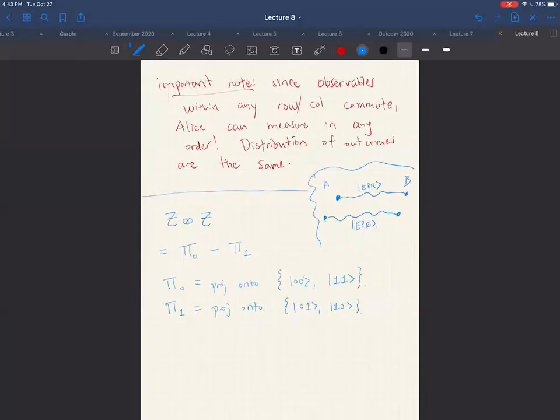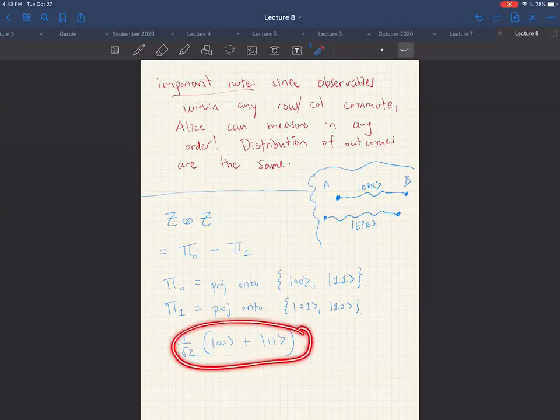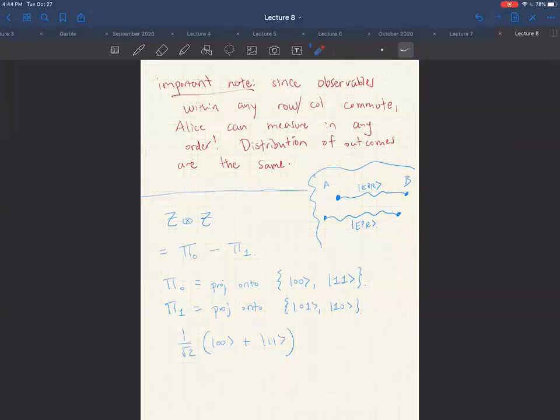So let's say I took an EPR pair and I decided to measure both of these qubits using the ZZ observable. Then the point is that this state is invariant under this projector. It doesn't change. So when you perform the ZZ measurement on the EPR pair, it actually doesn't change the state at all. On the other hand, if you measured each qubit separately, then it would collapse the state and you would get either 0,0 or 1,1.